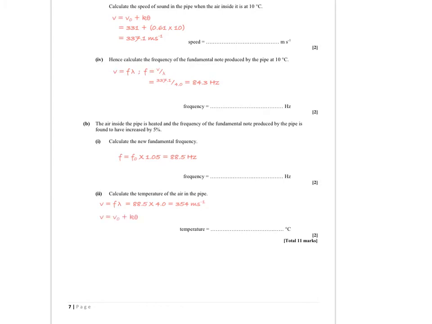So V equals V0 plus K theta. We need to find the temperature, theta. We know the wave speed that it used to be. We know the new wave speed when the fundamental frequency is increased, and we've got a value for K, our constant, of 0.61. And so if we rearrange this equation, theta equals V minus V0 over K, it's just a matter now of plugging in our numbers. So 354 minus 331 divided by 0.61 gives us a temperature of 37.7 degrees C.